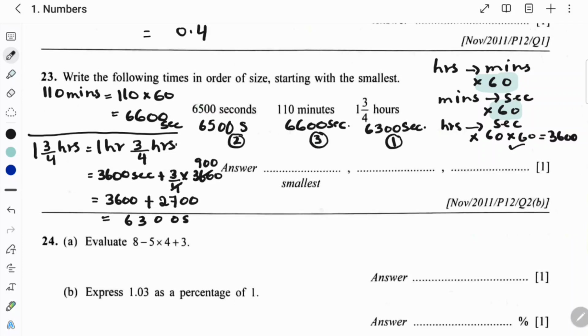So 6300 seconds is the smallest number, which means 1 whole 3/4 hours is the smallest one. Then comes your 6500 seconds, and the third one is 6600, which means 110 minutes.